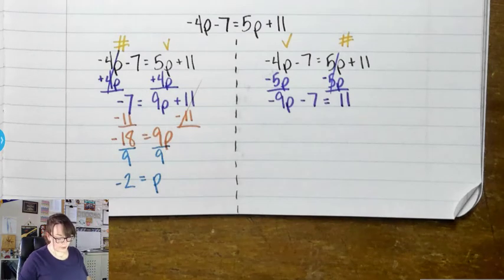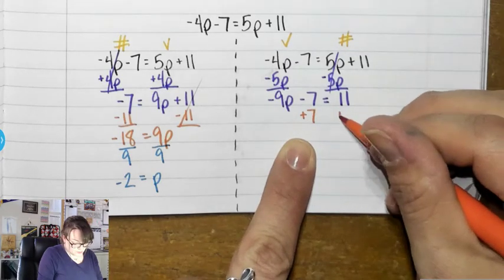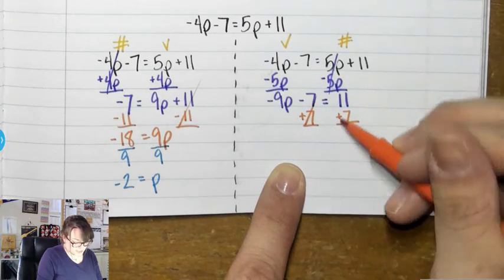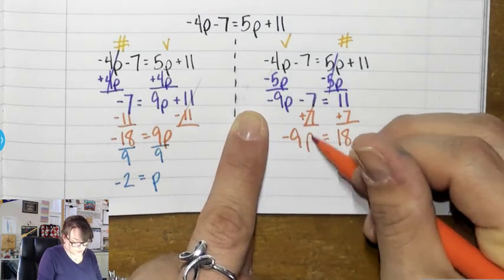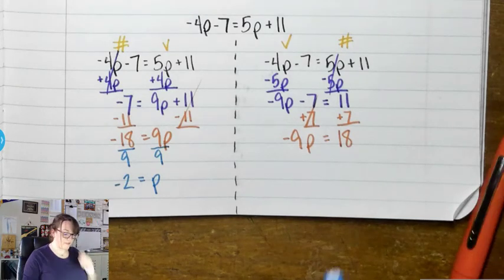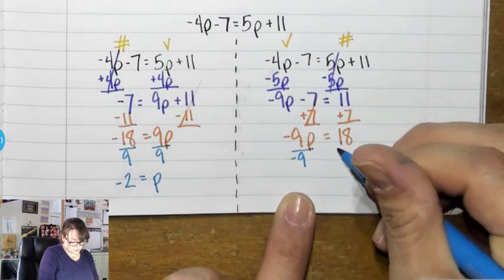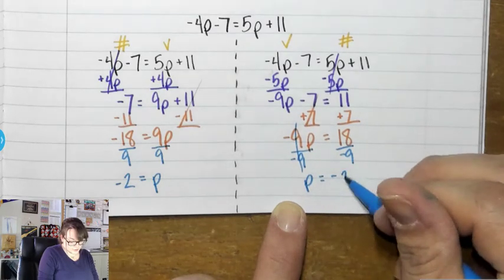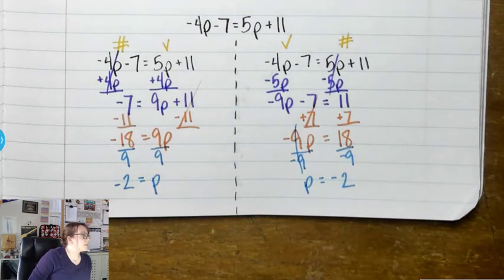And then y'all took away 11 from both sides, but I'm going to add 7 to both sides. So I'm going to plus 7 over here and plus 7 over there. That cancels. 11 plus 7 is 18. And I'm left with negative 9p over here. And then the opposite of multiplying by negative 9 is dividing by negative 9. So I got p equals negative 2.